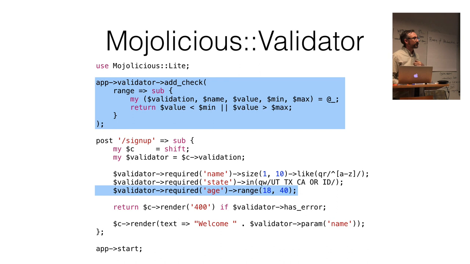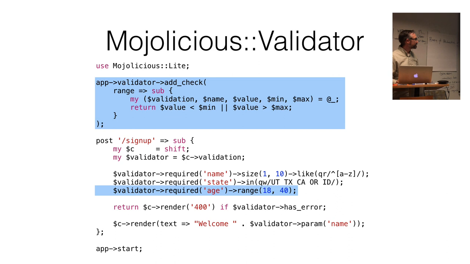We created it right up here. We defined a new check called range, and it takes some arguments. The first two arguments we don't use, but validation is the validation object. Name would be range. And then we have value, min, and max, and we decided what that was. If the value is less than min or greater than max, we return a true value indicating some kind of error condition.